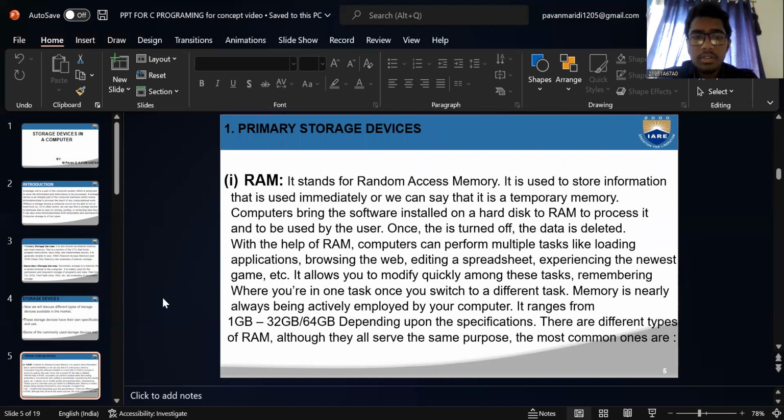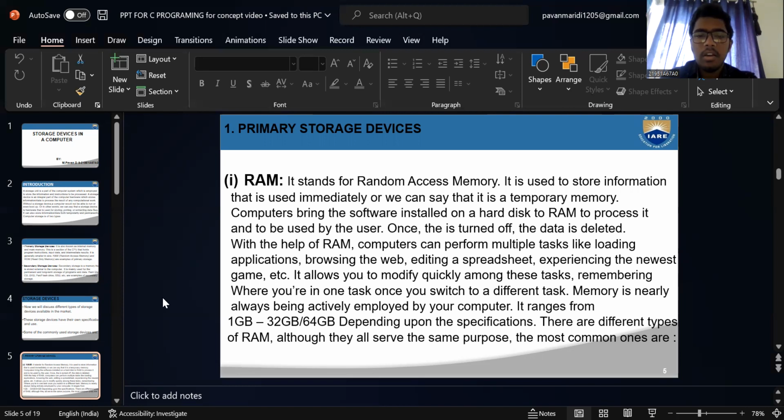In primary storage devices, we are mostly using RAM. It stands for random access memory. It is used to store information that is used immediately, or we can say that it is temporary memory. Computers bring the software installed on a hard disk to RAM to process it and for it to be used by the user. Once the computer is turned off, the data is deleted.